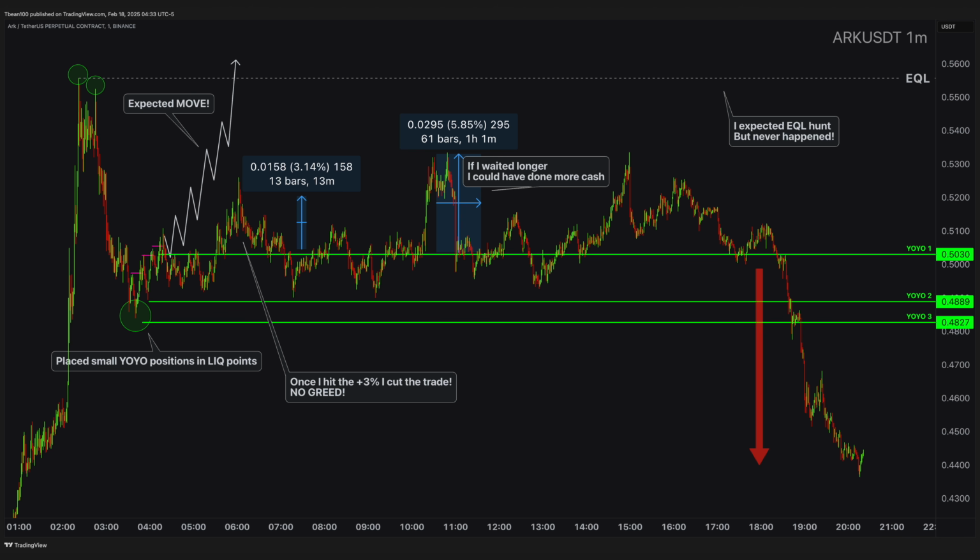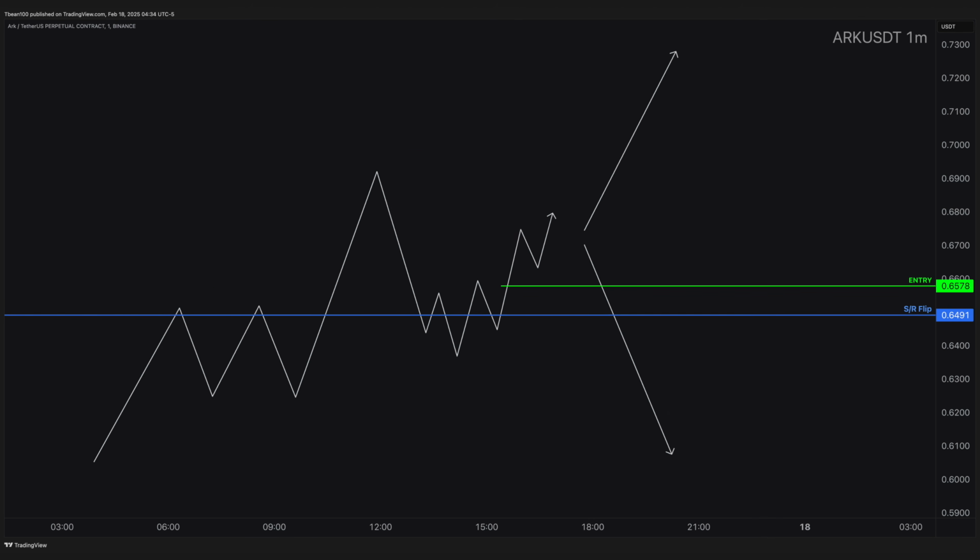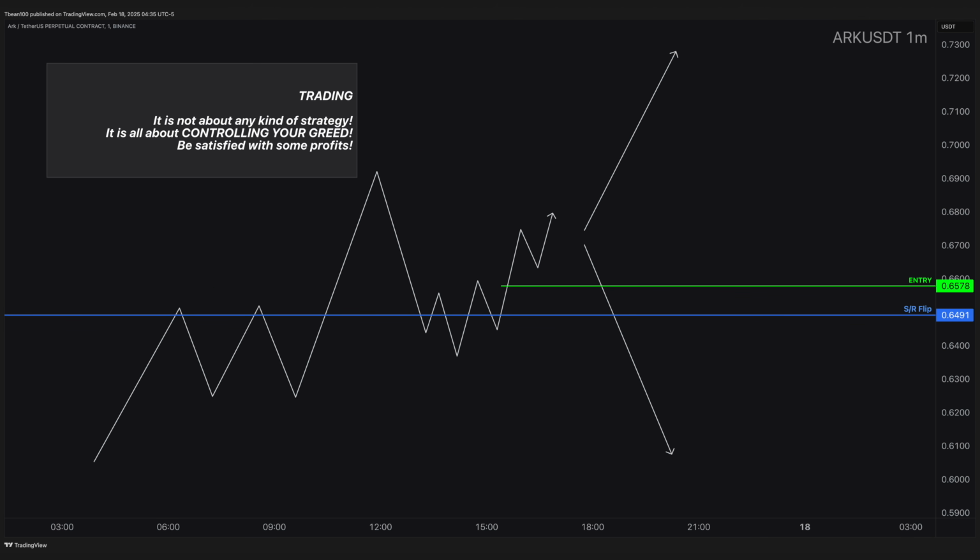No one can. All I can do is risk and order management. That's it. If I had held the trade much longer, I could have easily lost the cash, and price crashed very hard later on, as you can see. So I think you understand that trading is not about strategies anymore. You need to accept this. It is all about risk and order management. More importantly, controlling your greed for more and more profits.